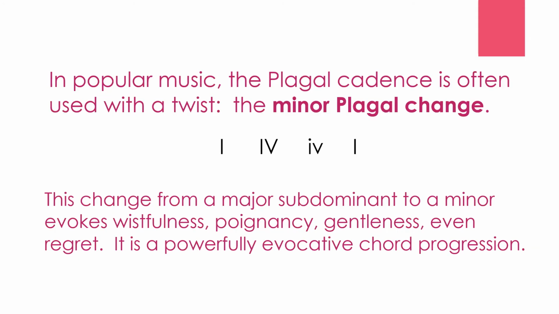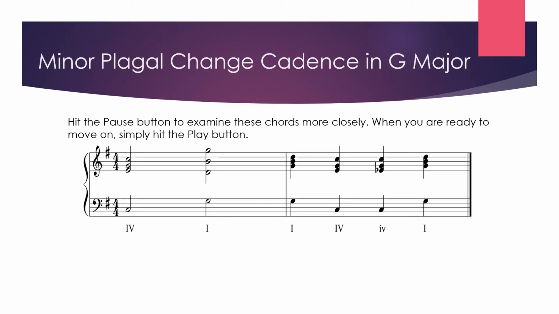In popular music, the plagal cadence is often used with a twist, the minor plagal change. This change from a major subdominant to a minor evokes wistfulness, poignancy, gentleness, even regret. It is a powerfully evocative chord progression. Hit the pause button to examine these chords more closely. When you are ready to move on, simply hit the play button.